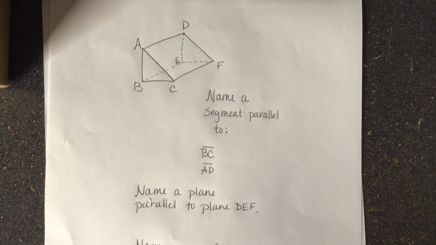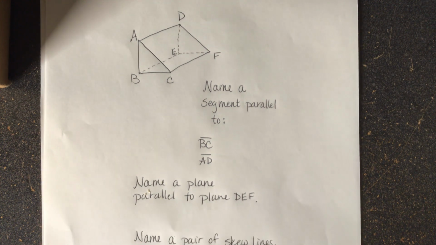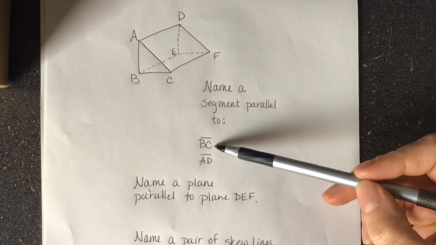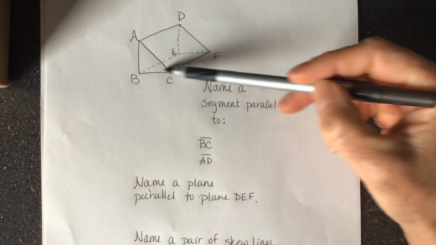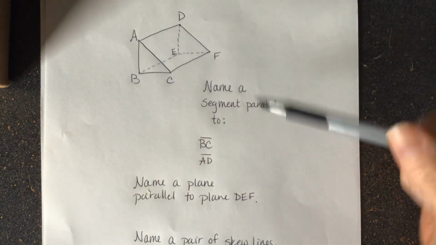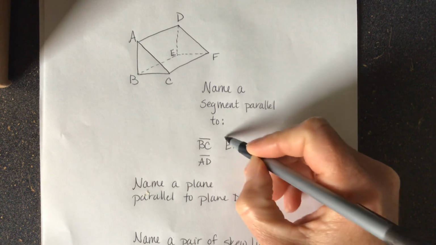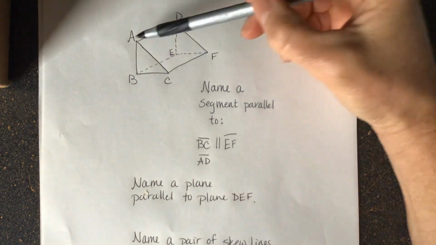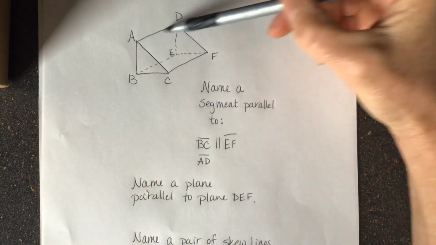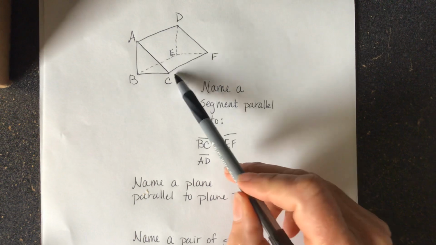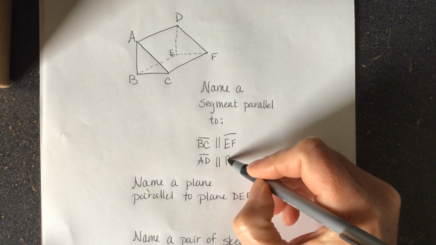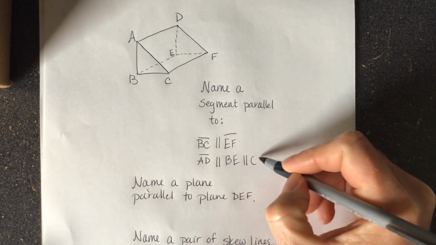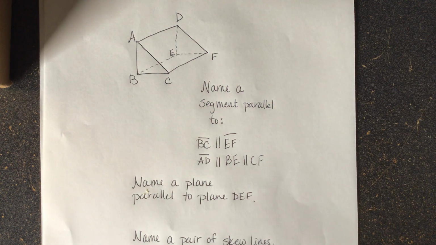Next one, you're going to be looking at some shapes today and finding some segments parallel or possibly parallel planes. The first one says name a segment parallel to, and our first one is segment BC. So I need parallel to BC, and that's right back here, EF. Okay, and I could even put my parallel symbol there. AD's up here. There are actually 2 lines that are parallel to AD. I have the choice of BE or CE. I might even write them both, just in case you have to write all of the ones today.